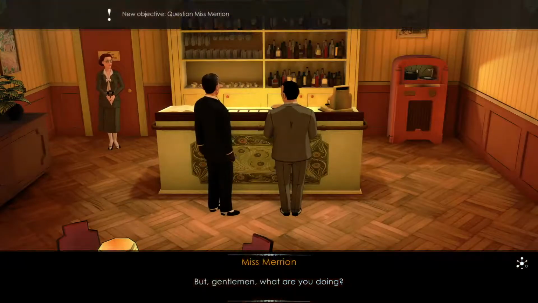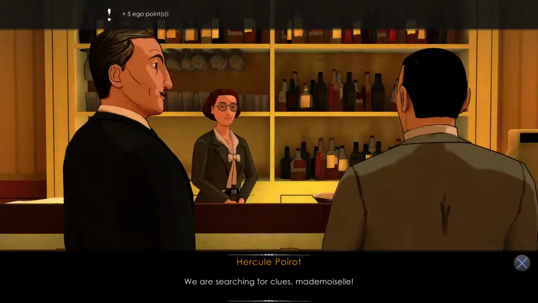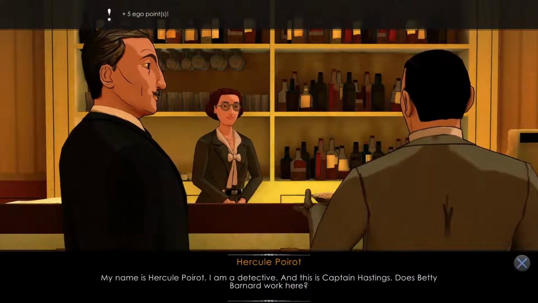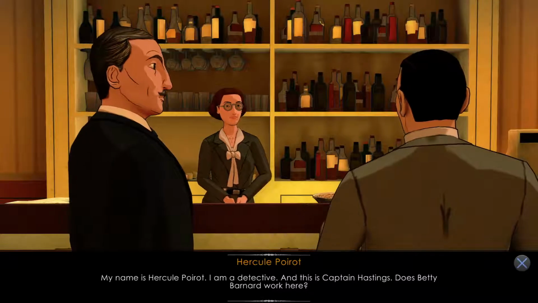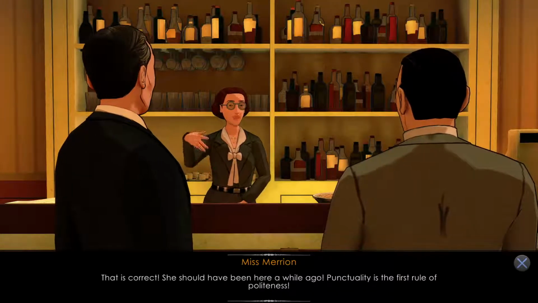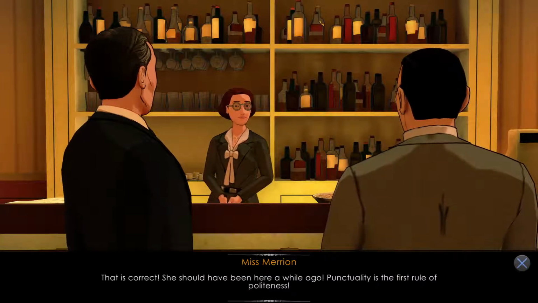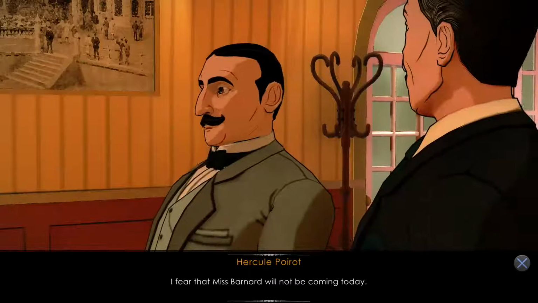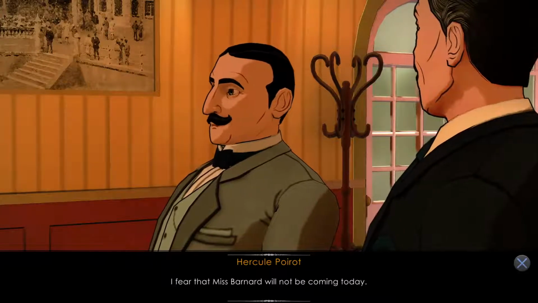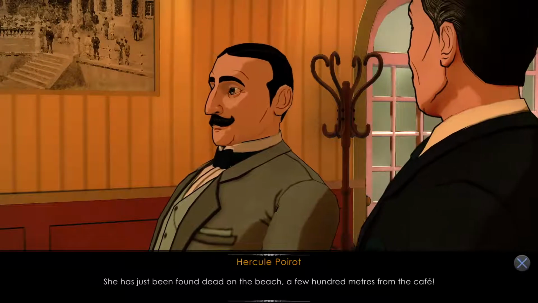What? Gentlemen, what are you doing? We are searching for clues, mademoiselle. My name is Hercule Poirot. I am a detective, and this is Captain Hastings. Does Betty Barnard work here? That is correct. She should have been here a while ago. Punctuality is the first rule of politeness. I fear that Miss Barnard will not be coming today. She has just been found, dead, on the beach a few hundred meters from the cafe.